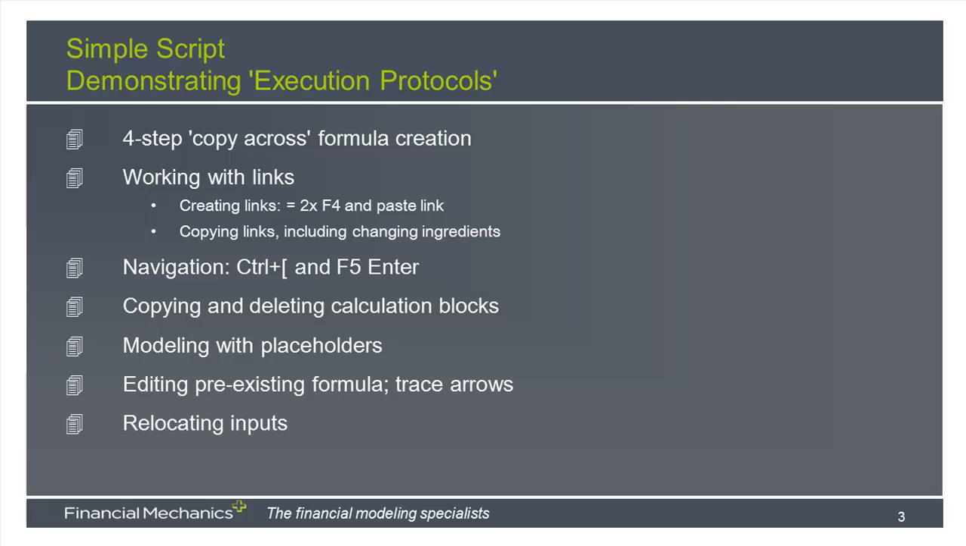So recapping what we walked through, I think we covered the 4-step copy across, of course culminating with the F11. We worked a bit with links, navigated around both on the sheet and cross sheet, and did the input relocation. We copied and deleted some blocks and modeled with placeholders, and did a little bit with editing a formula when we put in that escalation factor, that indexation factor, and finally we relocated some inputs. And that is a list of key components. Again, these execution protocols are what you should be comfortable with by the time you finish the course.